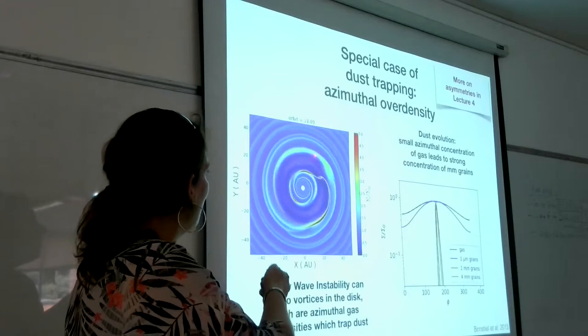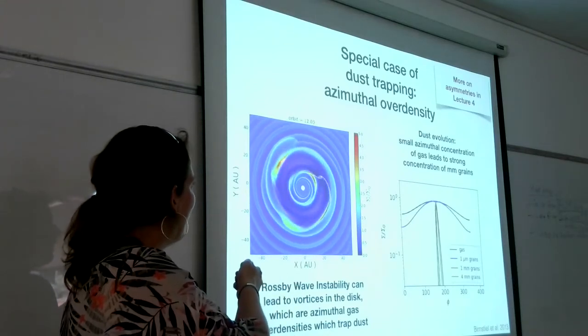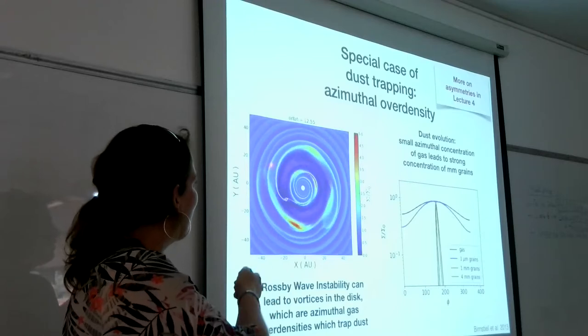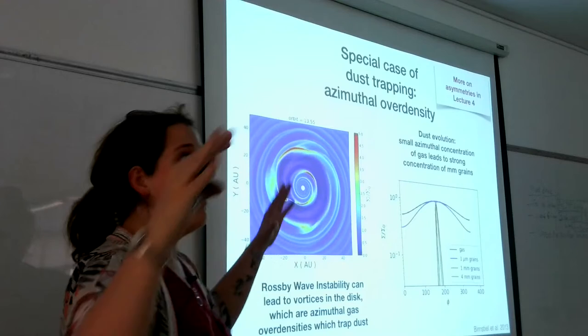So here you see a vortex. It's this azimuthal overdensity in the gas. Here you see a vortex as well. Eventually, these vortices are going to combine and form one very big one.